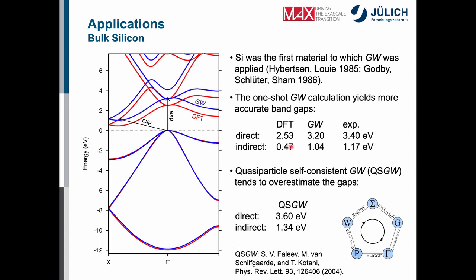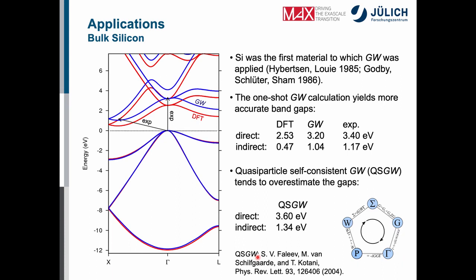Silicon was the first material to which realistic GW calculations were applied, independently by Hybertsen and Louie and by Godby, Schlüter and Sham. The GW value still slightly underestimates experiment, which might be due to the starting point dependence of GW. This dependence can be overcome by a self-consistent GW scheme, for example, the so-called quasi-particle self-consistent GW, QSGW, which was proposed by Faleev, van Schilfgaarde and Kotani.